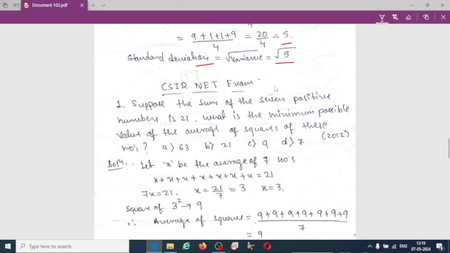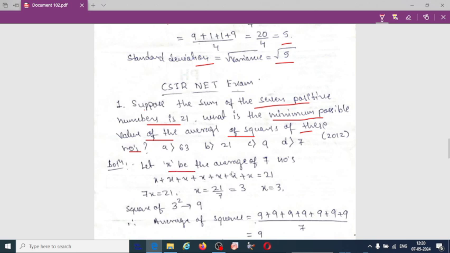So some of the previous year questions from the CSIR-NET exam. First question, suppose the sum of 7 positive numbers is 21. What is the minimum possible value of the average of squares of these numbers? So here are the 4 options.